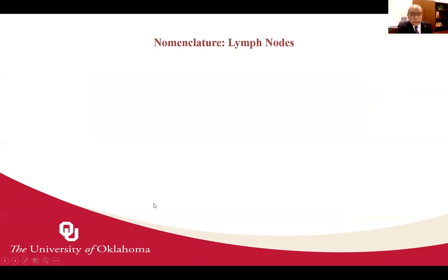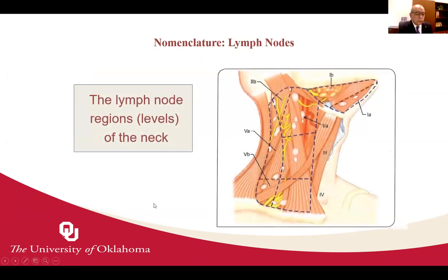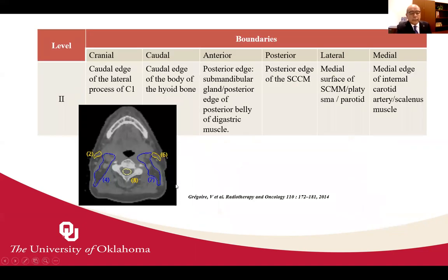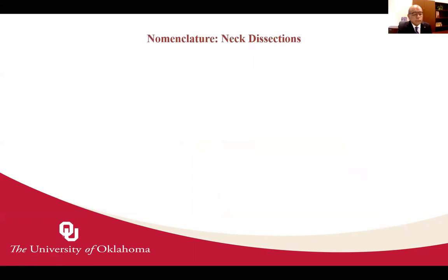With regards to nomenclature of the lymph nodes, we all know about the lymph node groups, and this is very well established now. But what I wanted to mention is that this is not just a clinical determination anymore. There have been very detailed landmarks established radiographically, as you can see here. And I recommend to all of you to review this paper by my friend Vincent Gregoire, which outlines all those radiological landmarks or limits of the different levels in the neck.